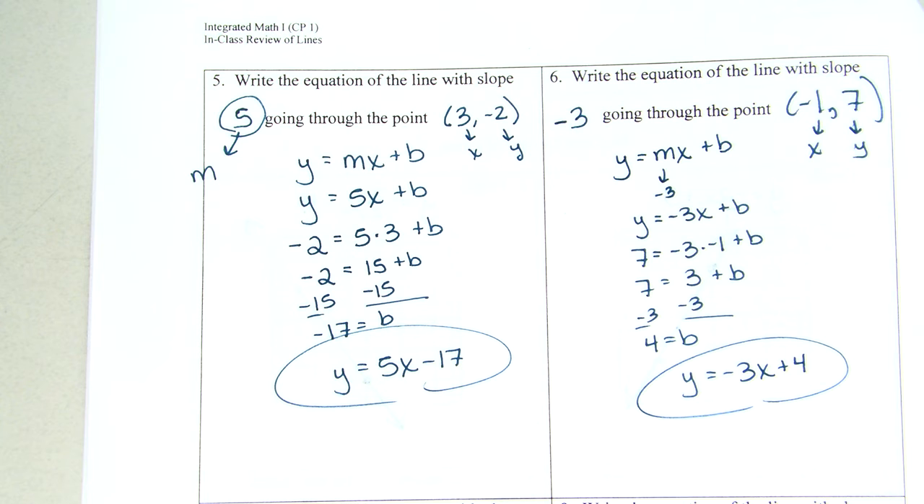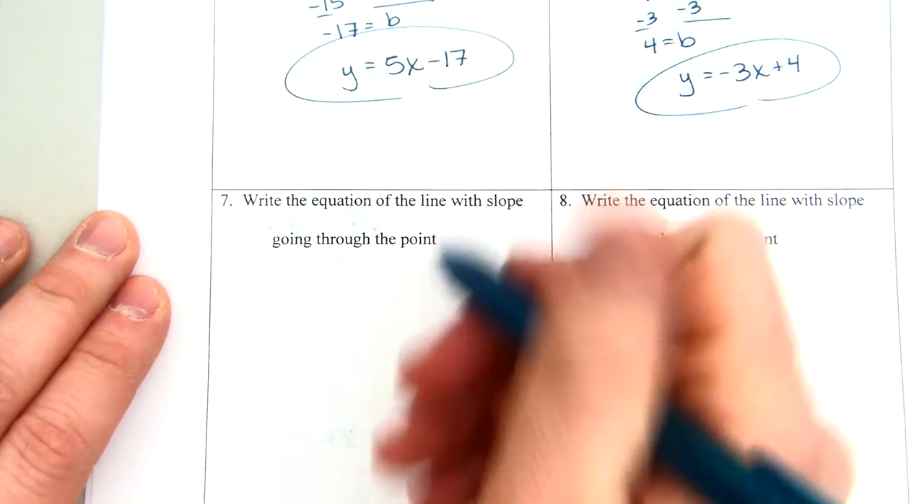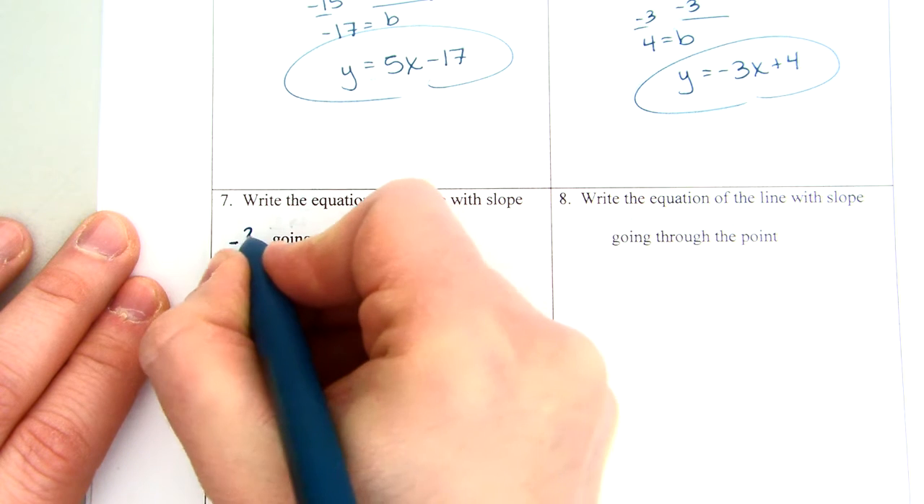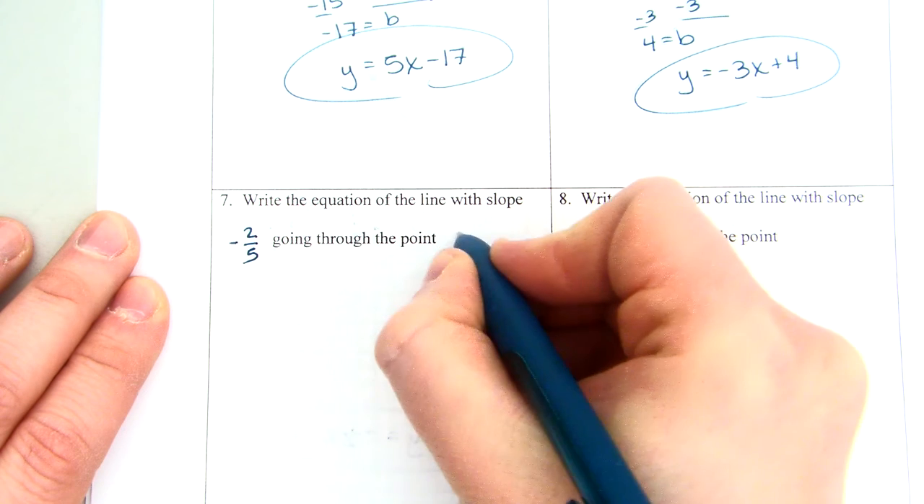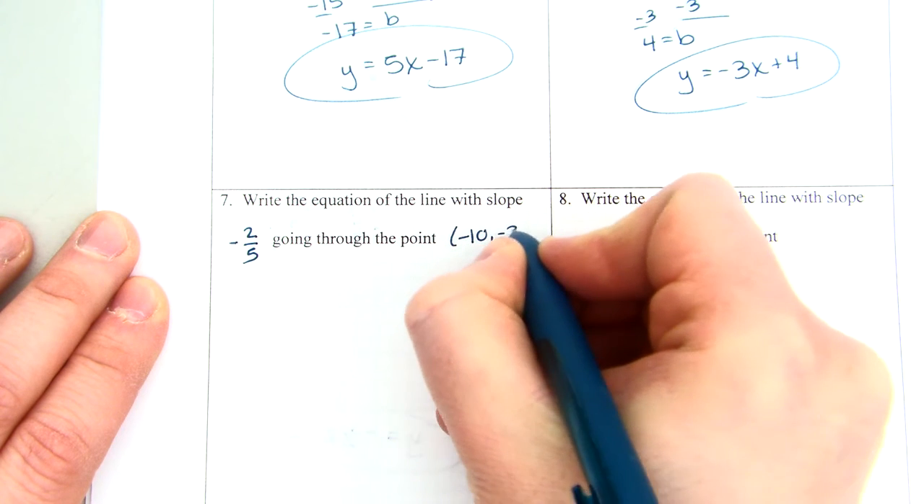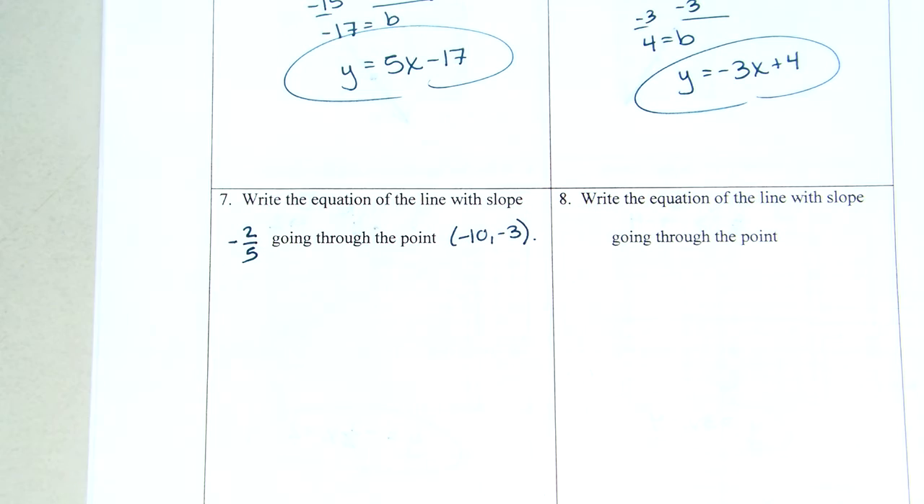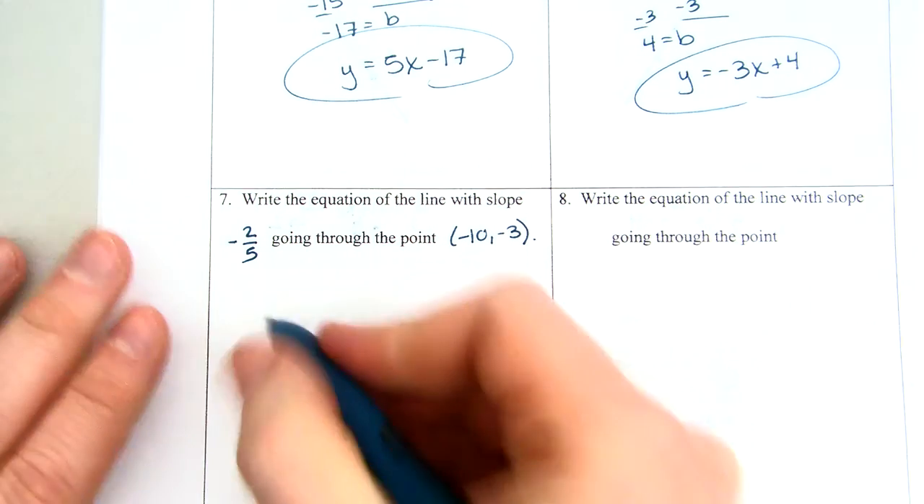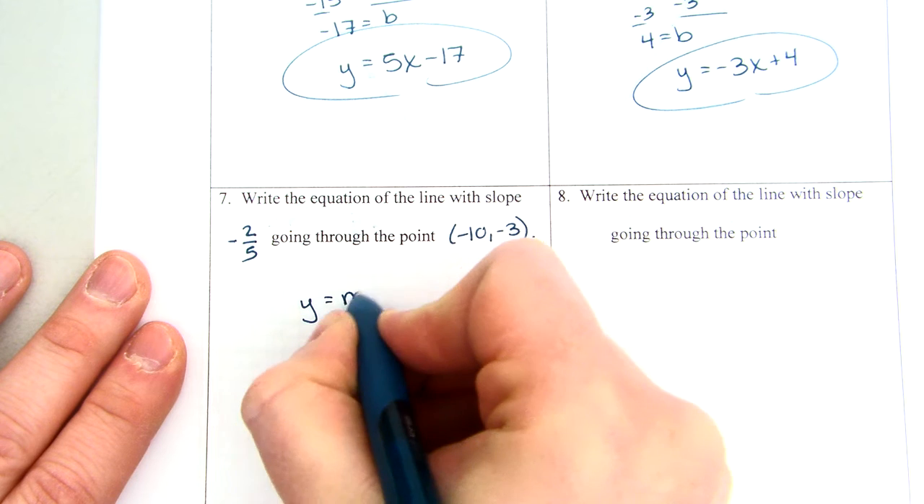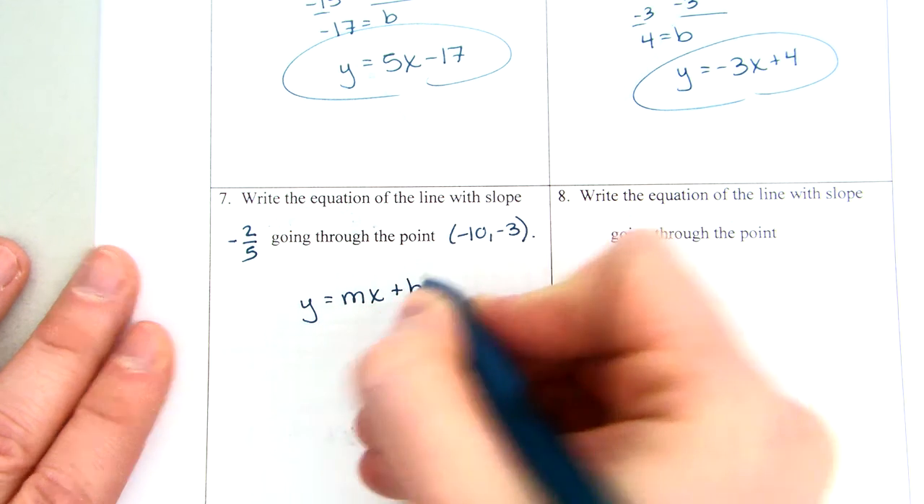Yeah. Okay, so we need to look at these when they get a little bit trickier, like if I give you a slope that's a fraction. In number 7, we're going to do the same thing, and I'm going to tell you the slope is negative 2/5, and it's going to go through negative 10, negative 3, and we're going to do this together. We're going to do 7 together, you'll do 8 on your own. Y equals mx plus b.